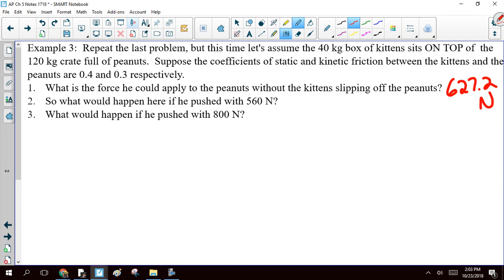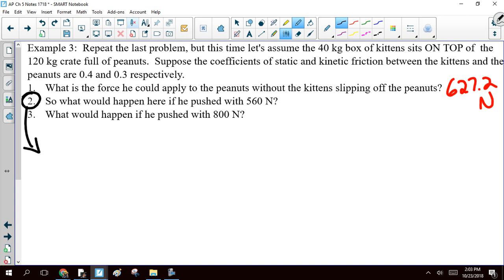All right, so question 2 says what would happen here if you pushed with 560 newtons? Well, the kittens and the peanuts would move together, but your static friction would end up being less than the max, right? Because you wouldn't need as much force to prevent the object from sliding, right? So, you know what? I'm going to let you guys do this one on your own. It's actually very similar to what we just did.